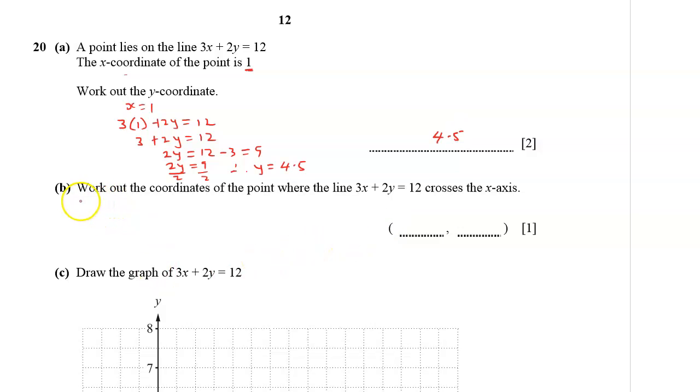4.5. Part B, work out the coordinates of the point where line 3x plus 2y is equal to 12 crosses the x-axis. When this line crosses the x-axis, we say that y is equal to 0. At the point where the line crosses this x-axis, y is 0. And therefore, this equation, 3x plus 2, since y is 0, we put 0 there, is equal to 12. And anything you multiply by 0 is 0. So this equation reduces to 3x is equal to 12. Divide both sides by 3. So x is equal to 4. And therefore, the x coordinate is 4, while the y coordinate is 0. Very well.